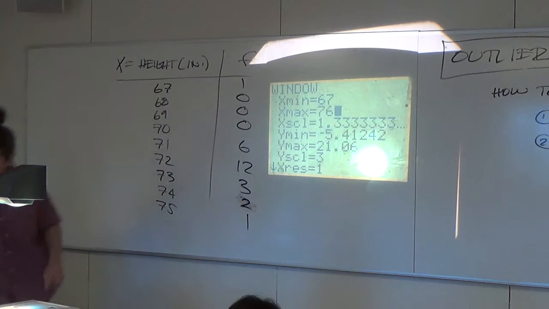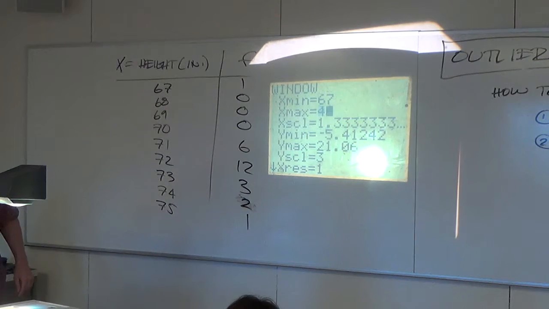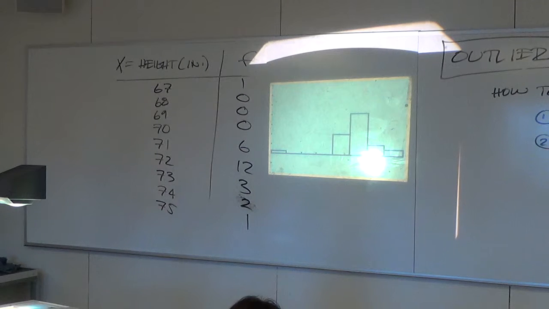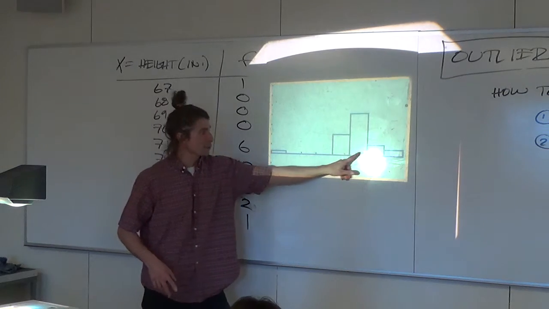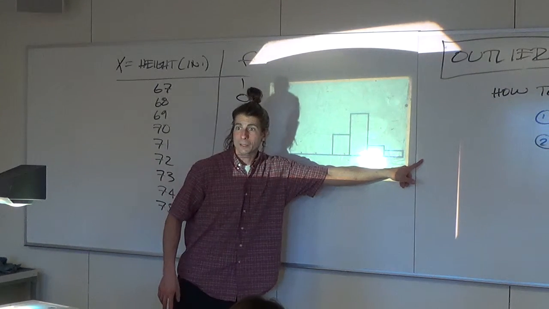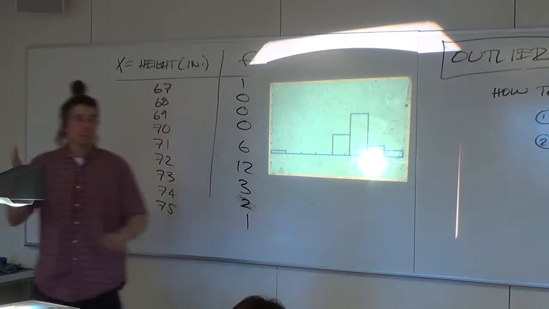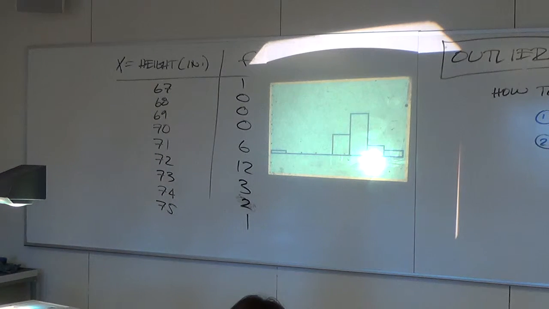Watch what happens if I make it 75 and I make the X scale 1. So what this is going to do is every bar is going to be 1 inch. So the first one's going to be the 67 and the 68 and the 69. But if I just press graph now, I'm missing Veronica's vote. There's the 67, 68, 69, 70, 71, 72, 73, 74. She's over here. And the reason for that is because the TI kind of sucks at graphing statistics.